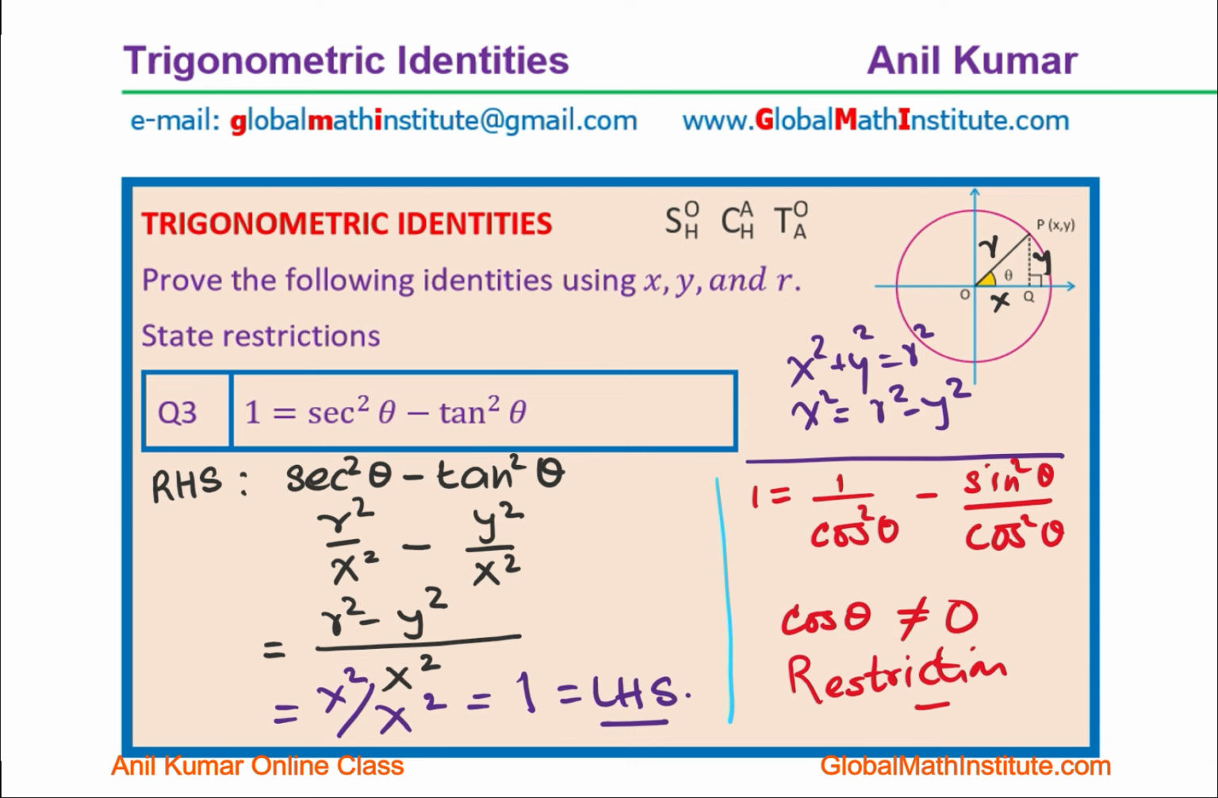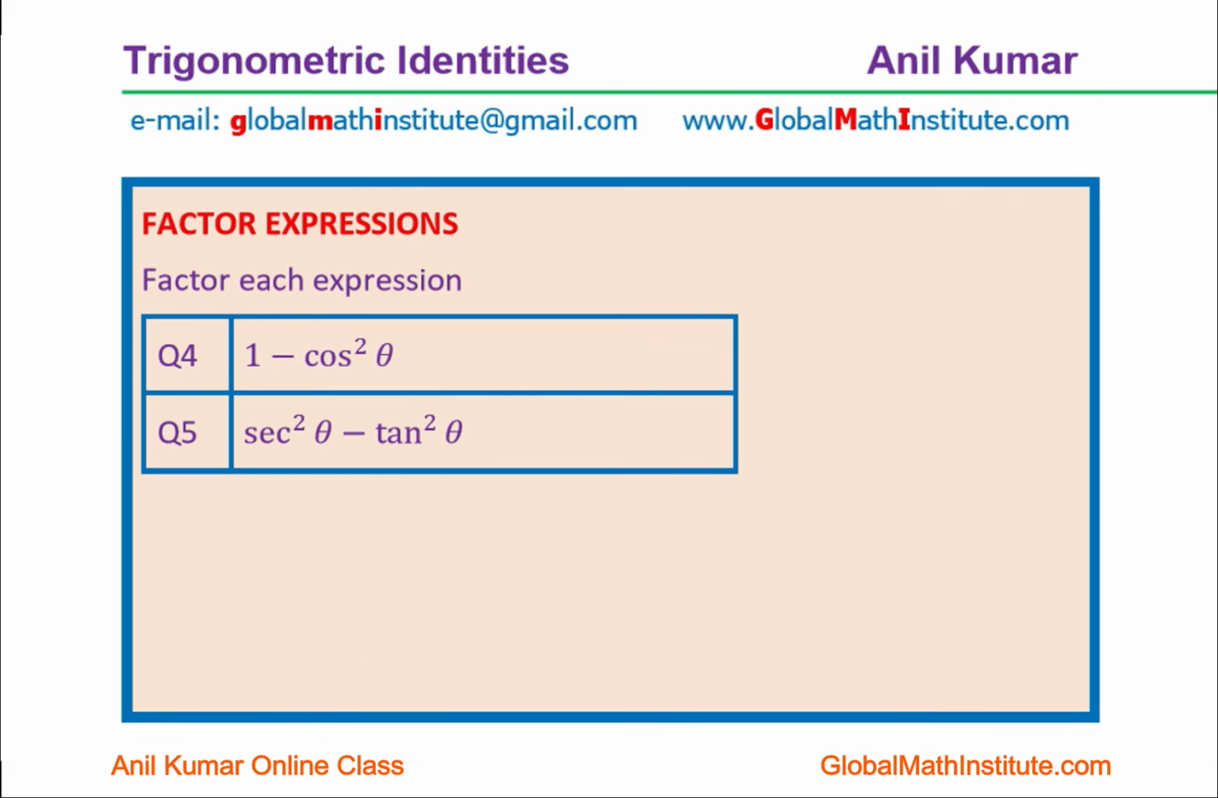So in the first 3 questions, or rather the first set, we have understood how we prove identities using x, y, and r. Also, these identities are true in their own domain and they may have restrictions. Restrictions are when the denominator is equal to 0. Clear? Let's move on to the next set of questions, which is factor each expression.